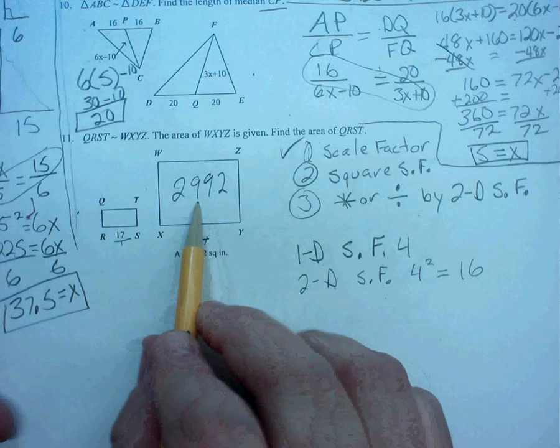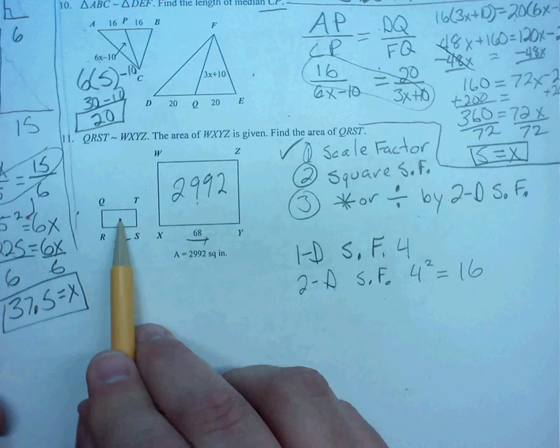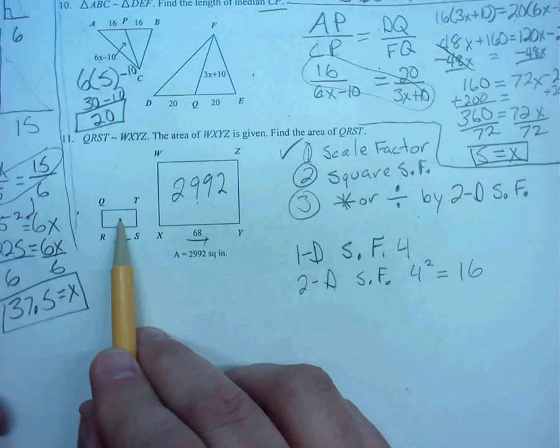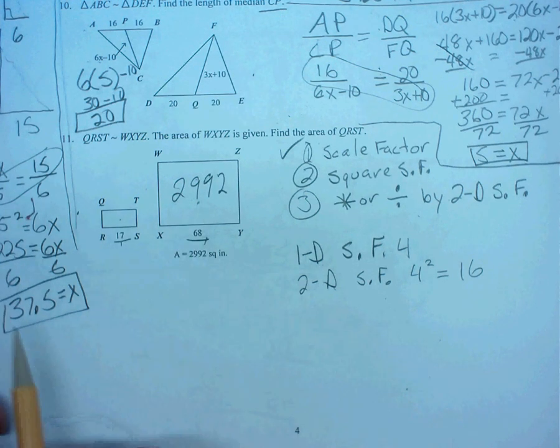Now this is the area of the bigger rectangle, so this number should be bigger or smaller than 2992? Smaller. How do I make it smaller? Divide.